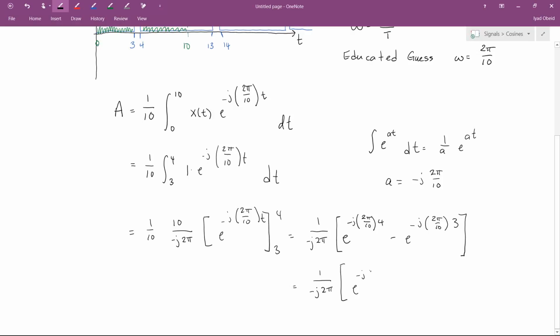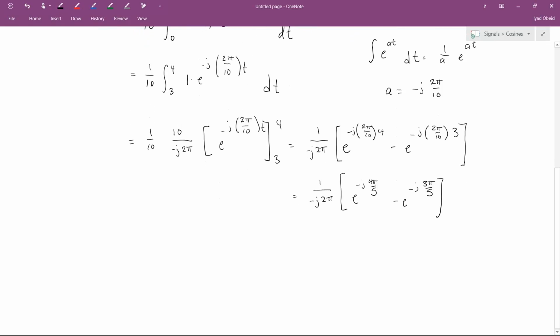So e to the minus j 4/5 pi minus e to the minus j, let's see, that's going to be 6/10, that's 3/5 pi. Now, this is a complex number. It's not written very cleanly, but it's a complex number. So there's a couple ways we could proceed at this point, but in order to evaluate it, probably the easiest thing is just to punch it into our calculator and see what it equals. Now, I'm going to use MATLAB for my calculator, so let's go ahead and give that a shot.